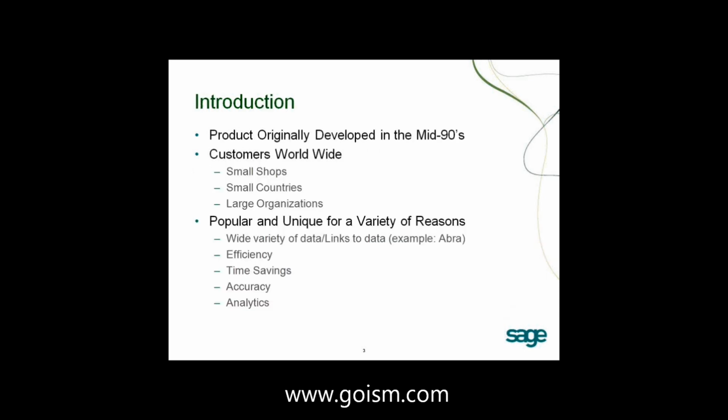So Sage Active Planner is, again, a very well-established planning and budgeting application. It was originally developed back in the mid-'90s. So, it's been around a while. It's had plenty of product releases since then, and updates and things along those lines. So it's a very vibrant product. We have customers worldwide on it. So we have small shops up to small countries, actually, that do their budgeting on Sage Active Planner. So indeed, there's actually some countries out there that do their budgeting with the product.